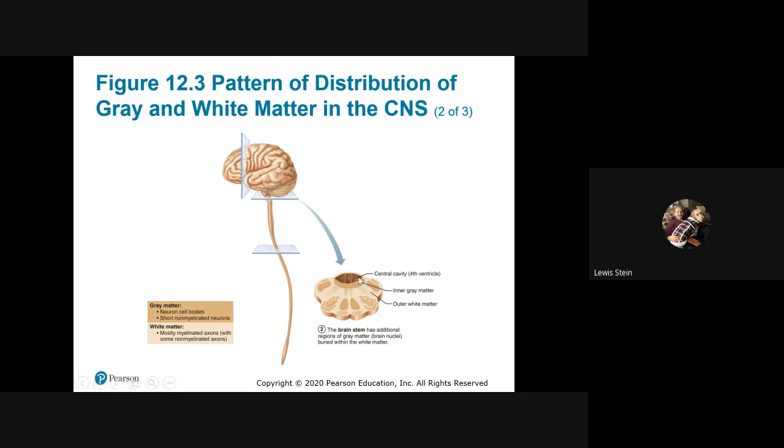And the way that the fluid gets out to surround it is either way down at the bottom or in little openings. There's three of them, one on either side and one on the top, that are located in this thing called the fourth ventricle. So it's really important. And then you see all this other gray matter.